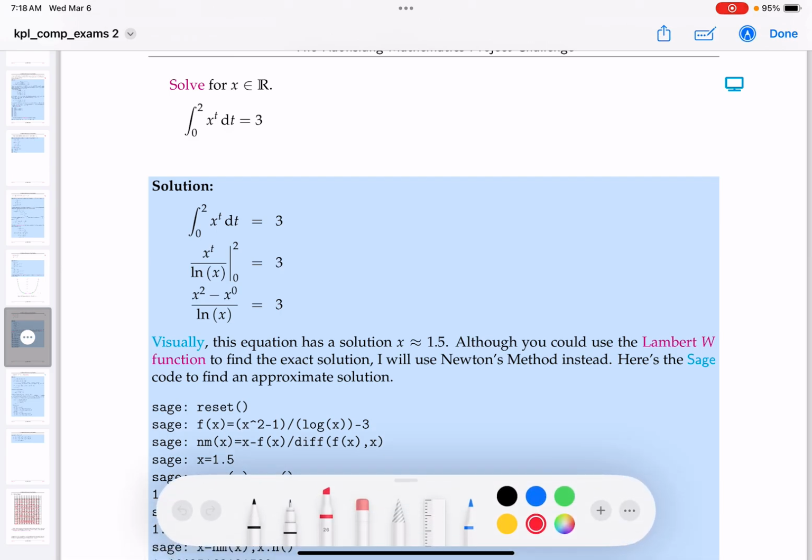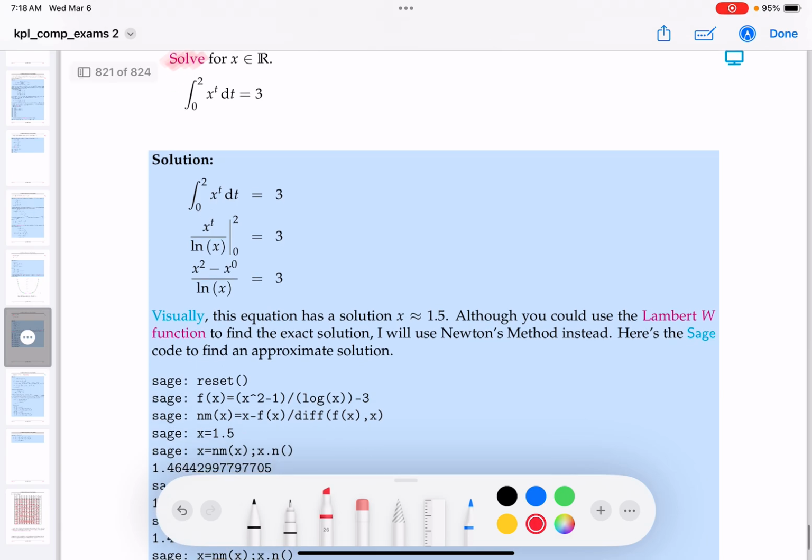Before I do that though, I want to point out a couple of things that you should be paying attention to. One is look at this guy's video over here. He goes through the problem. I'm doing it a little bit differently. What he does, he uses the Lambert W function to do it, all right? Which I say you should be aware of.